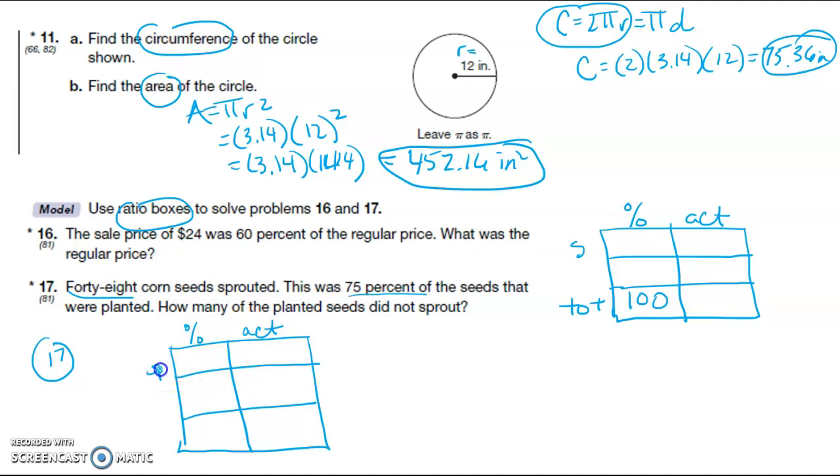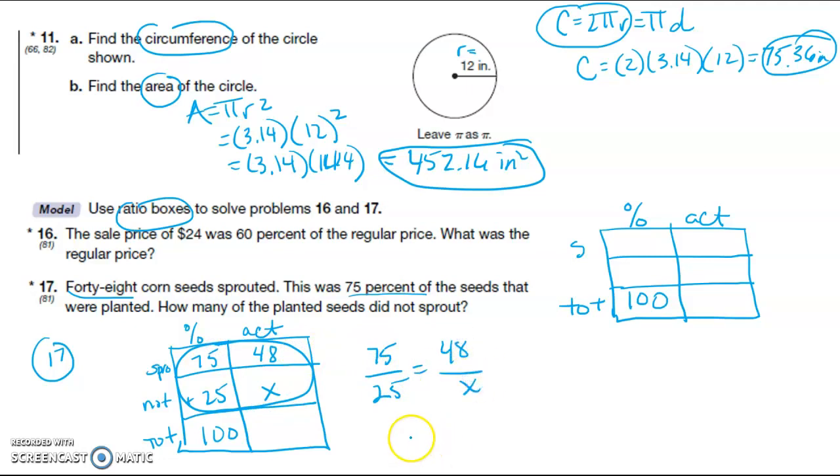So we have sprout, not sprout, total. 100%, so 75% of the seeds that were planted, so we have 48 corn seeds sprouted. That was 75. We know that this is going to be 25 because 75 plus 25 is 100. How many did not sprout? This is what we're going to use right here. 75 over 25 is equal to 48 over x. Cross multiply.